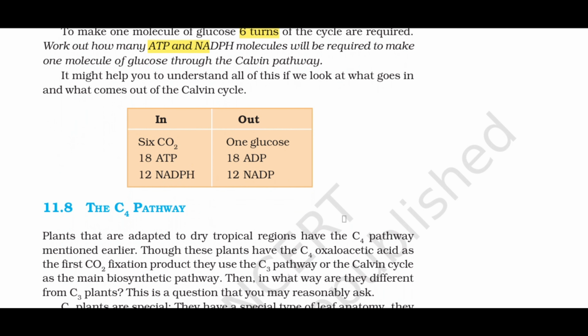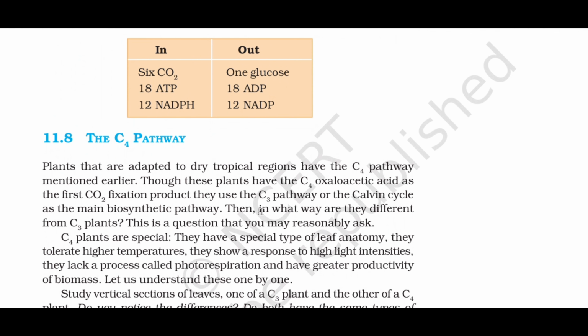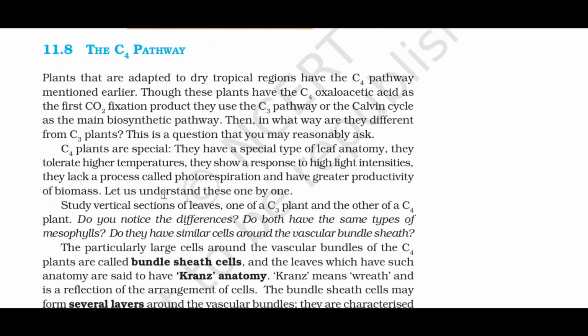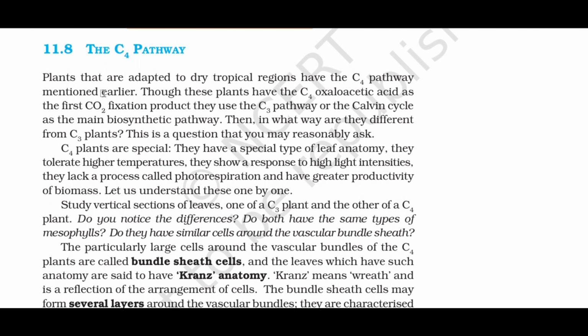The C4 pathway. Plants that are adapted to dry tropical regions have the C4 pathway mentioned earlier. Though these plants have the C4 oxaloacetic acid as the first CO2 fixation product, they use the C3 pathway or the Calvin cycle as the main biosynthetic pathway. Then, in what way are they different from C3 plants? This is a question that you may reasonably ask.